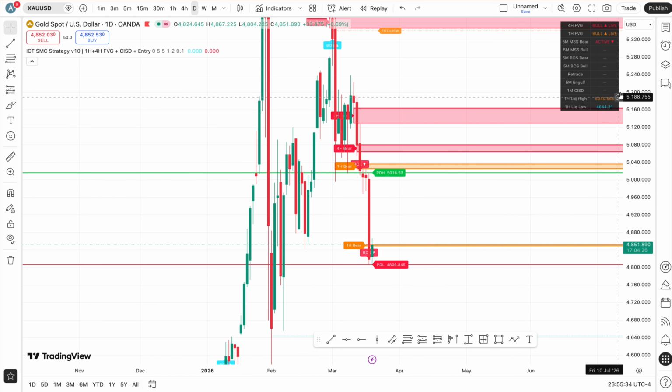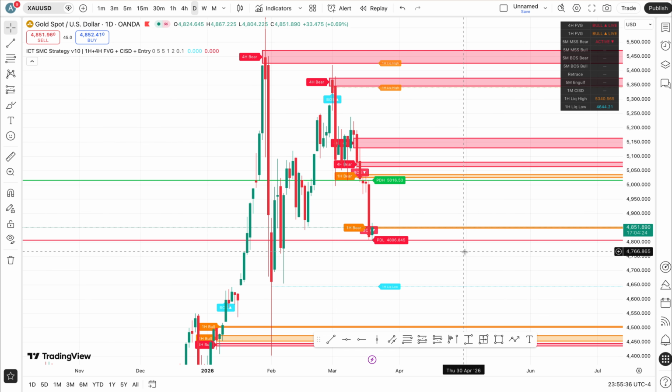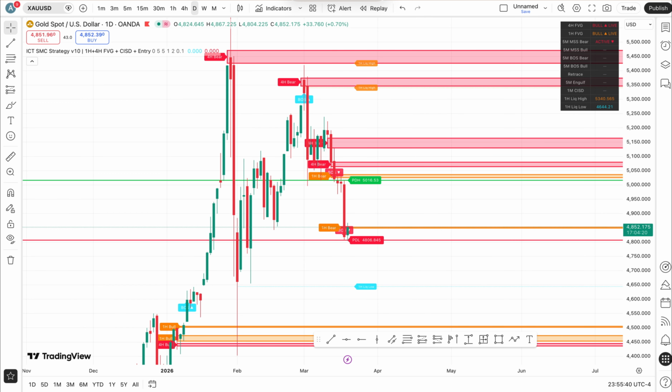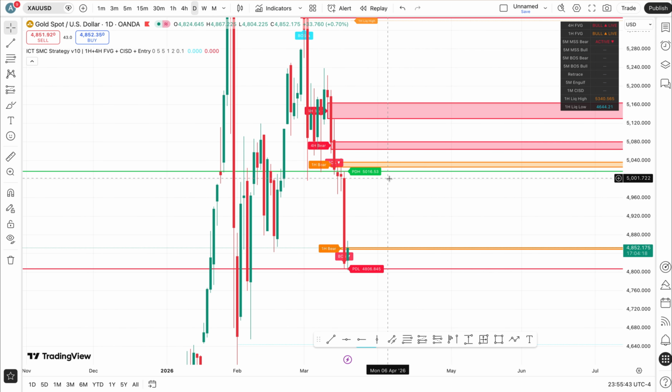I also want to introduce you to our indicator, which automatically marks your PDH and PDL. You can see that this indicator has marked the PDH at 5016.53 and the PDL at 4806.845.